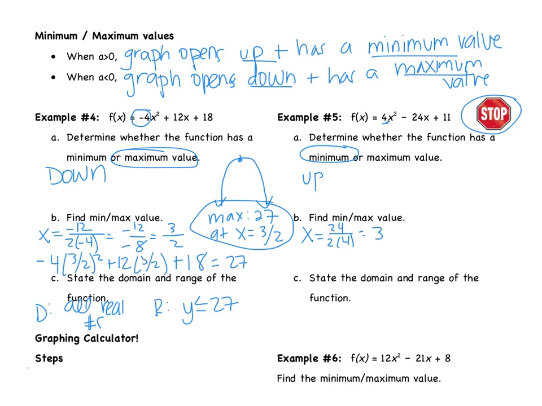Now this one you should have been able to substitute in yourself. You shouldn't have used a calculator. So I have 4 times 3 squared minus 24 times 3 plus 11. 3 squared is 9. 9 times 4 is 36. 24 times 3 is 72, plus 11. 36 minus 72 is negative 36. Negative 36 plus 11 is negative 25. So then you should have said the minimum is negative 25 at x equals 3.